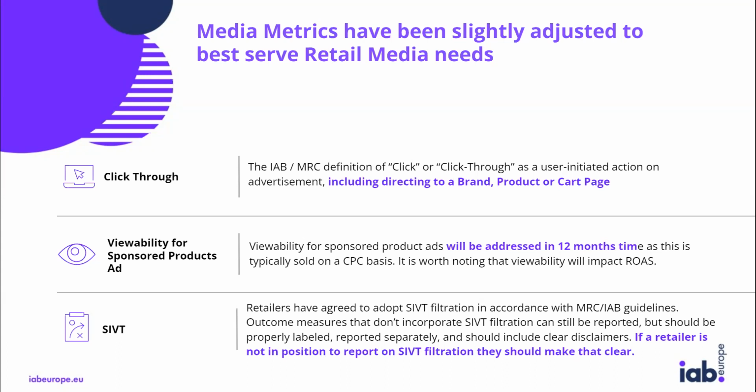And then there's SIVT, so filtration. And if a retailer is not in a position to report on SIVT, they need to make that clear. So there's a lot of scrapers, as we know, on the retail side. There's a lot of people that are scraping for pricing and all of that. So that needs to be accounted for when it's reported back to the buy side. And so these are the media metrics that we're able to define.